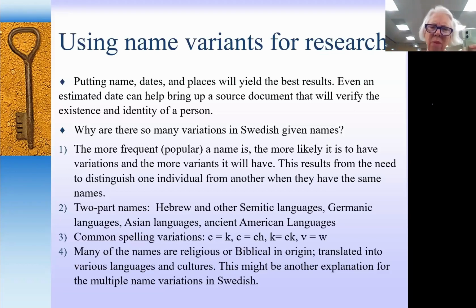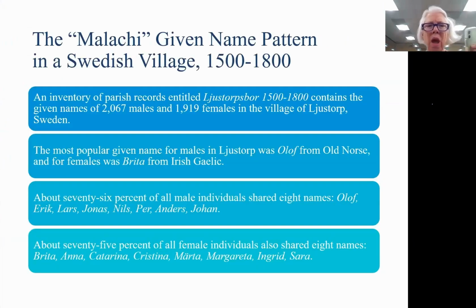And then many of the names, as I mentioned, are religious or biblical, and they've been translated so many times in various languages and cultures that might explain multiple name variations depending on what Bible translation or religious source is being accessed. I won't elaborate, but there's the Malachi given name pattern again. Just wanted to summarize the main findings for those of you coming in later.